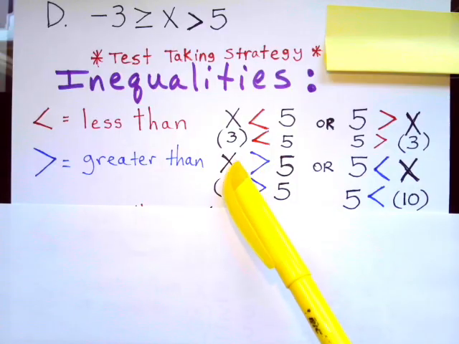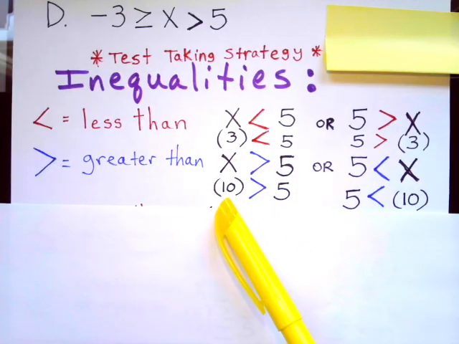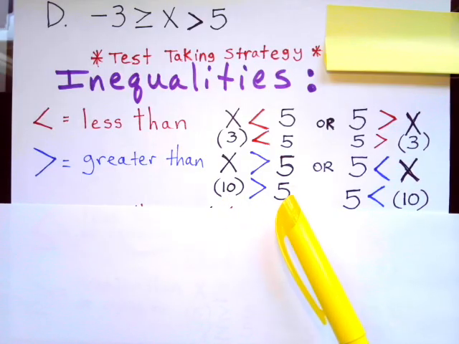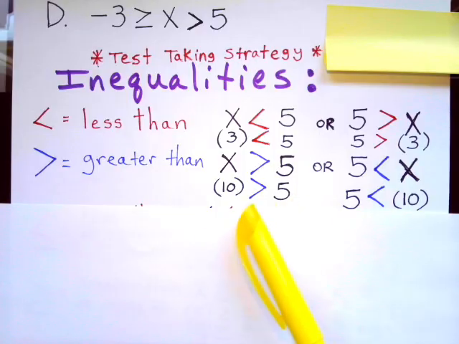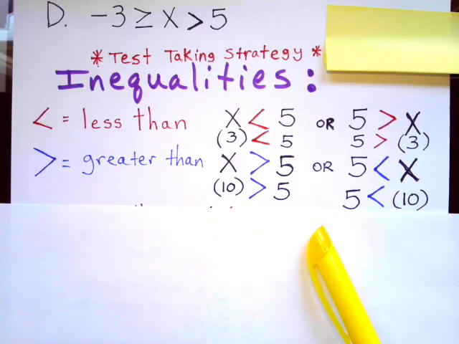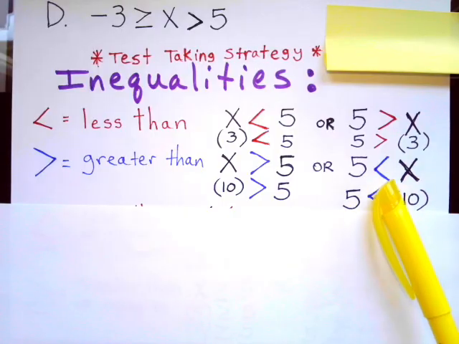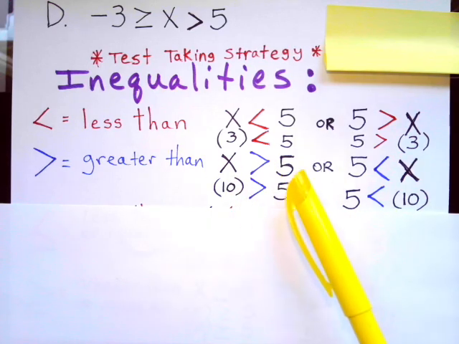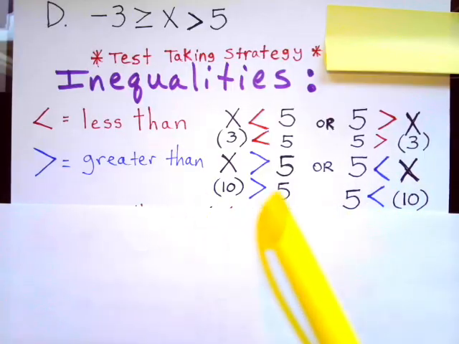Let's substitute a value of 10 for x, and let's use money. So $10 is greater than $5. That's true. I'd rather have 10 bucks than 5 bucks any day of the week. Or you could say $5 is less than $10. So both of these, x greater than 5 or 5 is less than x, are saying the same thing. It's just written a different way.